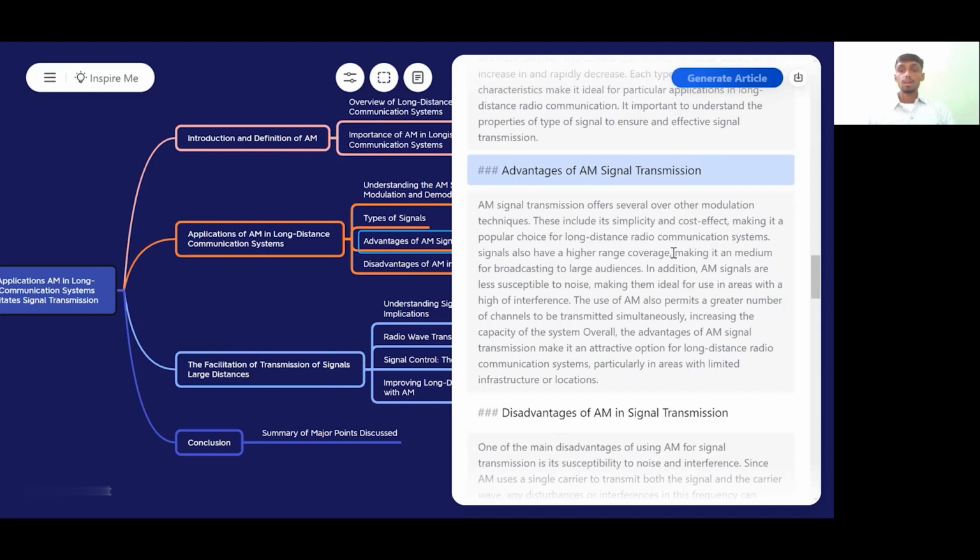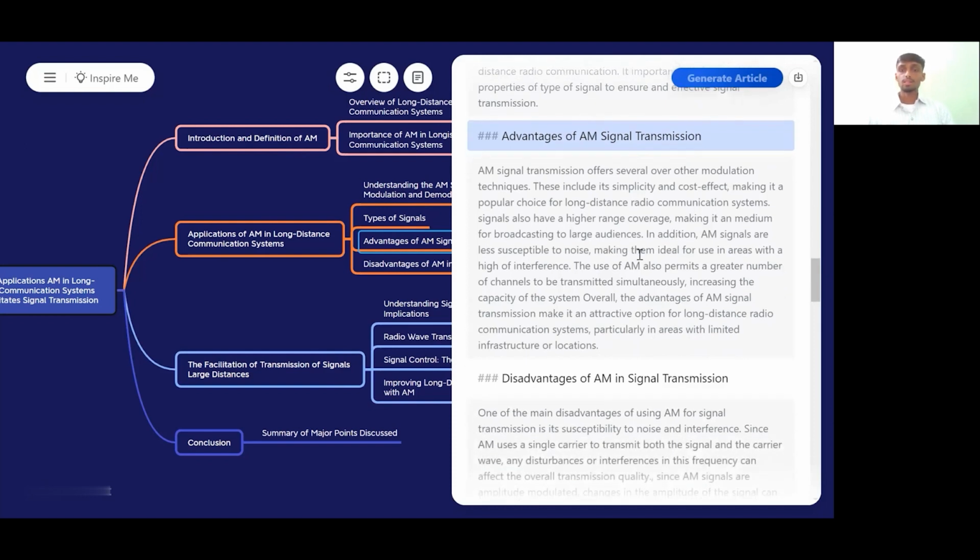In addition, AM signals are less susceptible to noise, making them ideal for use in areas with high interference. The use of AM also permits a great number of channels to be transmitted simultaneously, increasing the capacity of the system overall. The advantages of AM transmission make it an attractive option for long distance radio communication systems, particularly in areas with limited infrastructure or remote locations.